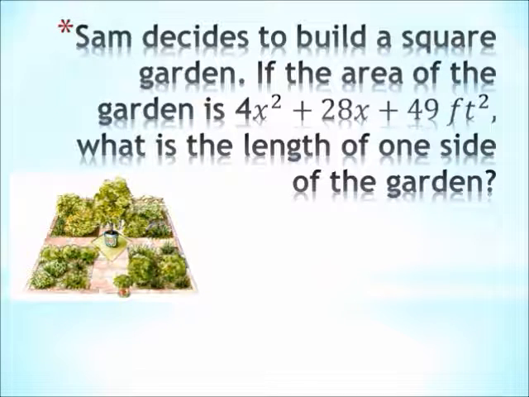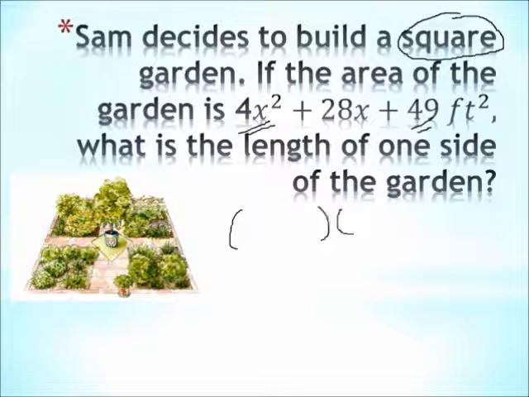So Sam decides to build a square garden. If the area of the garden is 4x squared plus 28x plus 49 feet, what is the length of one side of the garden? First of all, remember, the key words here are square garden. But if you notice, we have perfect squares here and a perfect square there. So let's see, what do we end up with? Well, how do we get 4x squared? We have 2x times 2x. And then how do we get 49? It would be 7 times 7.